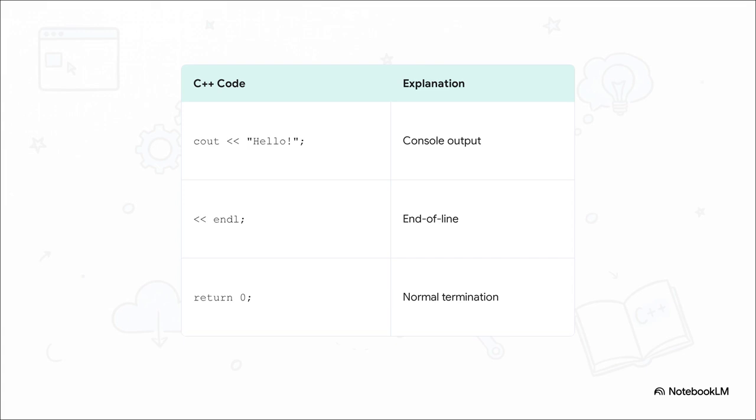Finally, we wrap up with return 0. Remember how our main function was an int, short for integer? That means the operating system is expecting a number back when the program finishes. Returning the number 0 is the universal signal to the operating system saying, hey, everything went perfectly, we had 0 errors here.